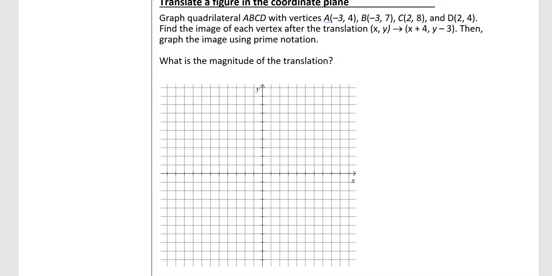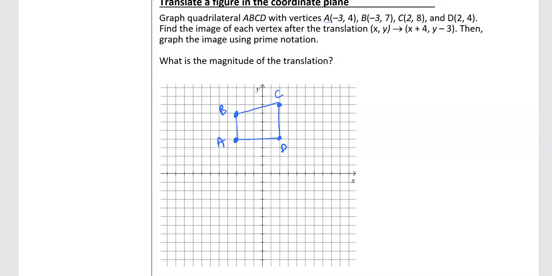1, 2, 3, 1, 2, 3, 4, A, -3, 7, and then 2, 8, and then 2, 4. All right, so let's connect. Looks like a trapezoid here. Okay, we want to find the image of each vertex after the translation, and then we're going to graph it.